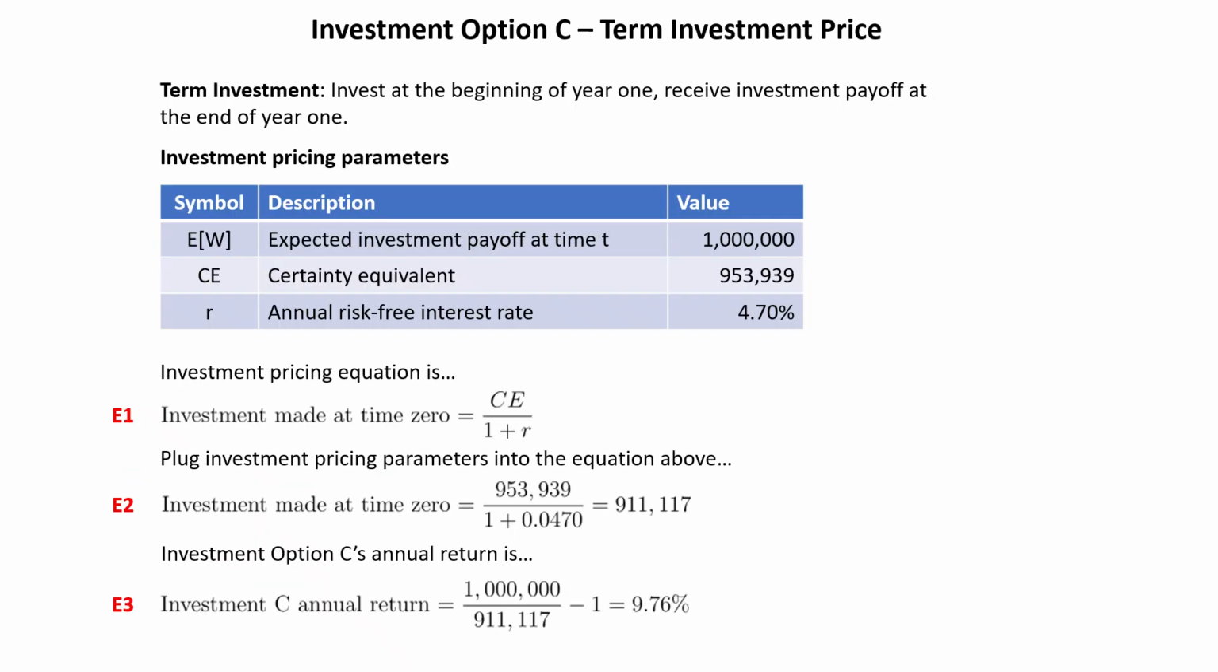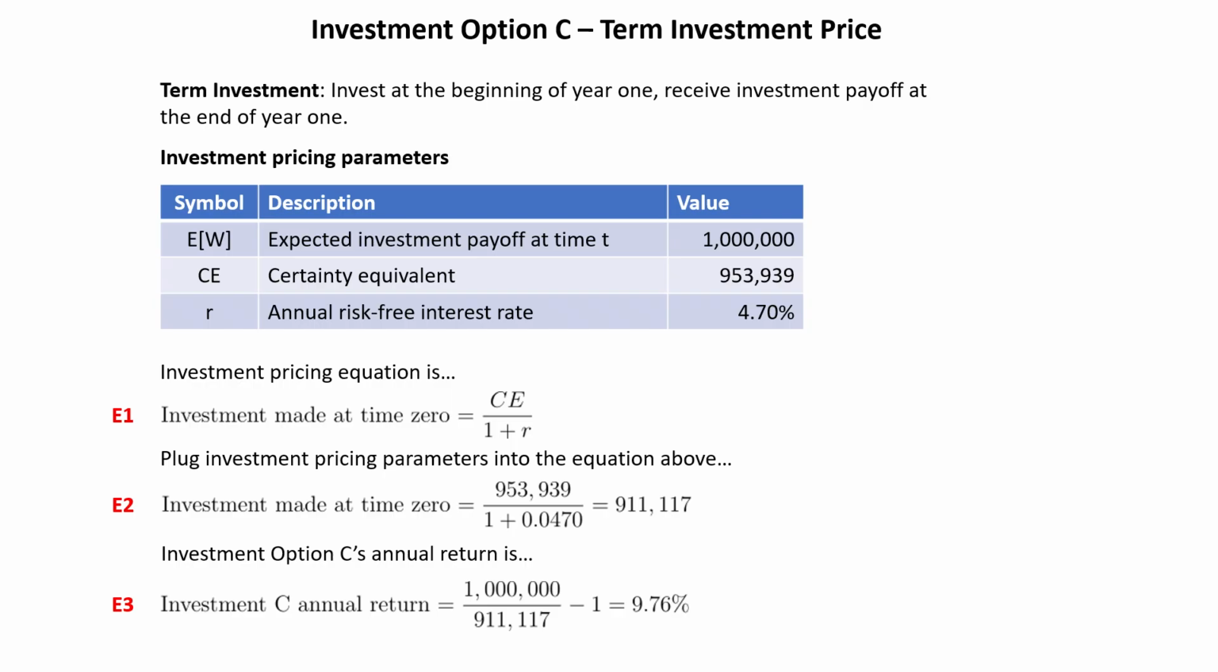So up until now, we assumed that all our investment options, whether it's the risk-free investment, option A, option B, or option C, were immediate investments. In other words, we would invest X amount of dollars and immediately receive either a market up payoff or a market down payoff. But now we're going to add some kind of term to it. In this case, we assume we can invest at the beginning of year one, and then at the end of year one, that is when we receive the investment payoff, up or down.